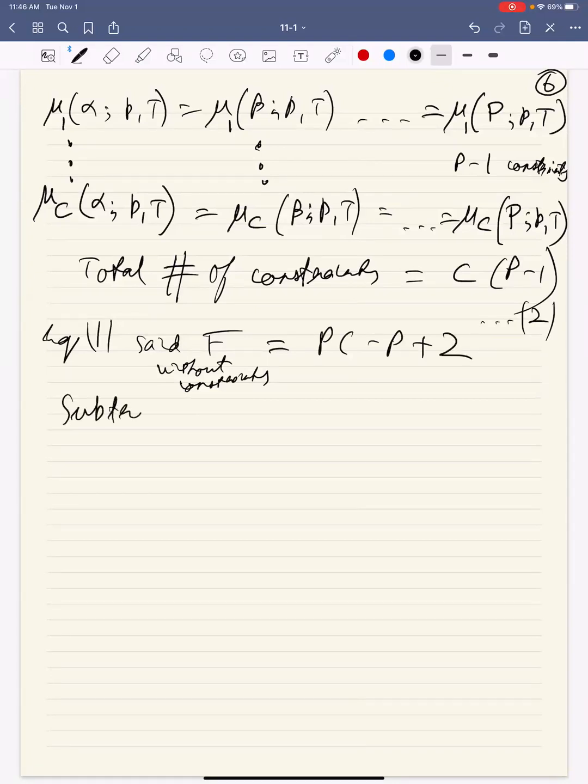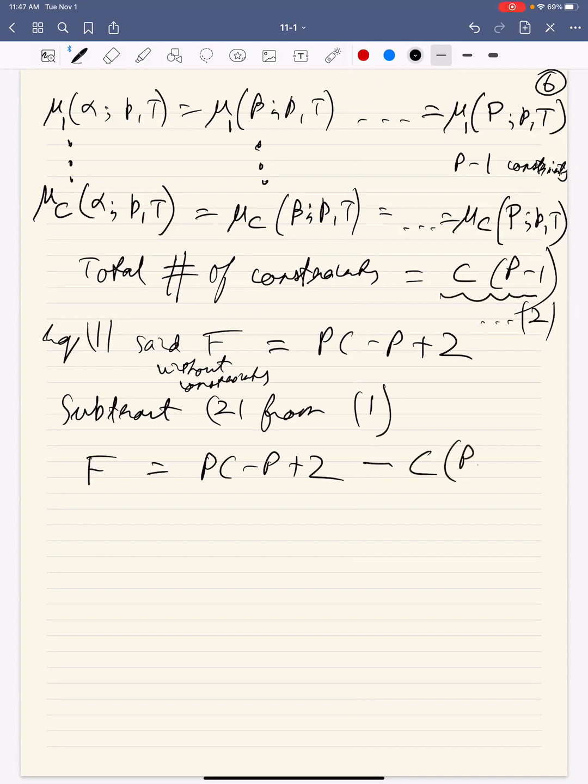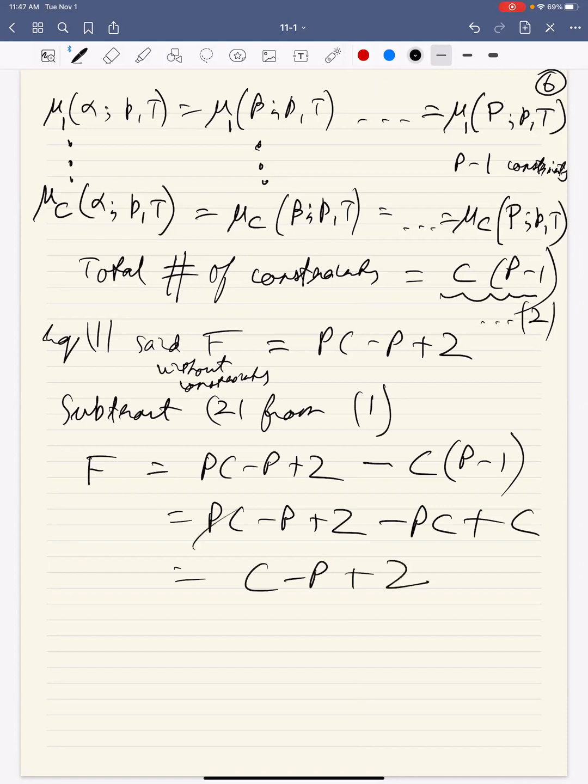Subtract 2 from 1 to get F is equal to PC minus P plus 2, and we subtract this thing over here, minus C, P minus 1. What do we get? PC minus P plus 2 minus PC plus C, or C minus P plus 2, because PC and PC cancel, and you get C minus P plus 2. So we have derived the Gibbs phase rule for a very general multiple component, multiple phase system.